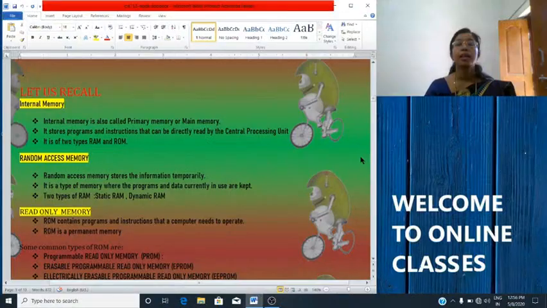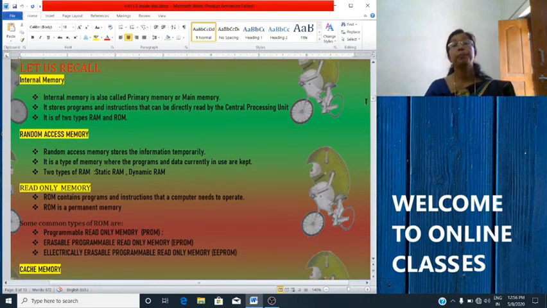Now, let's just revise what we have studied in the previous class. In the previous class, we have studied about internal memory. What is internal memory? Internal memory is also called main or primary memory. It is of two types, RAM and ROM.